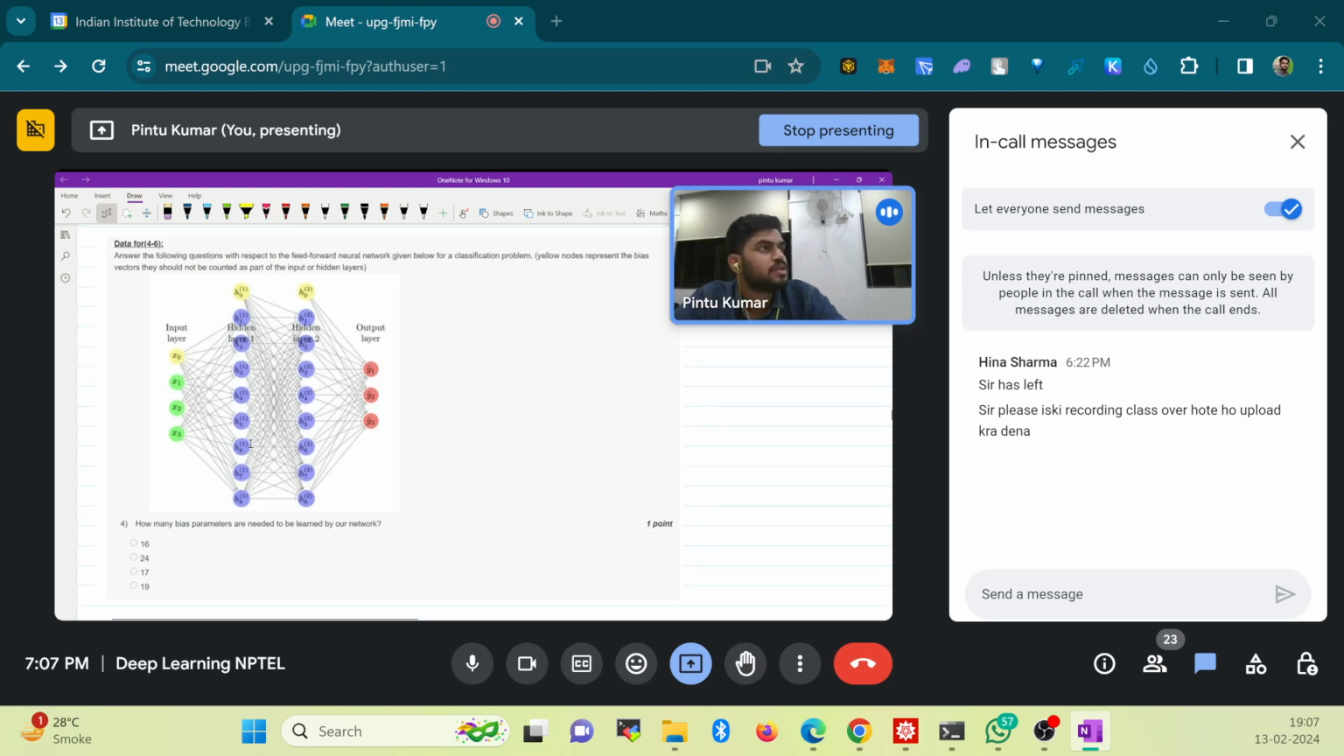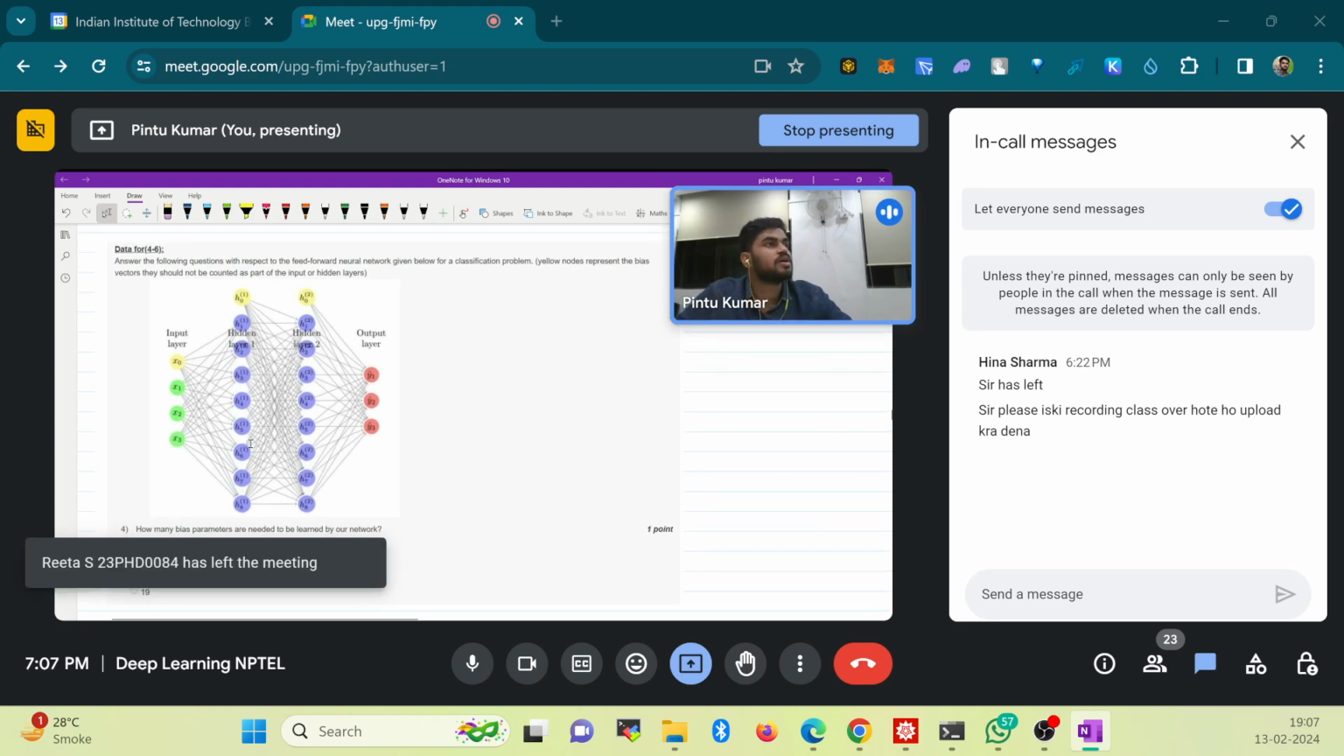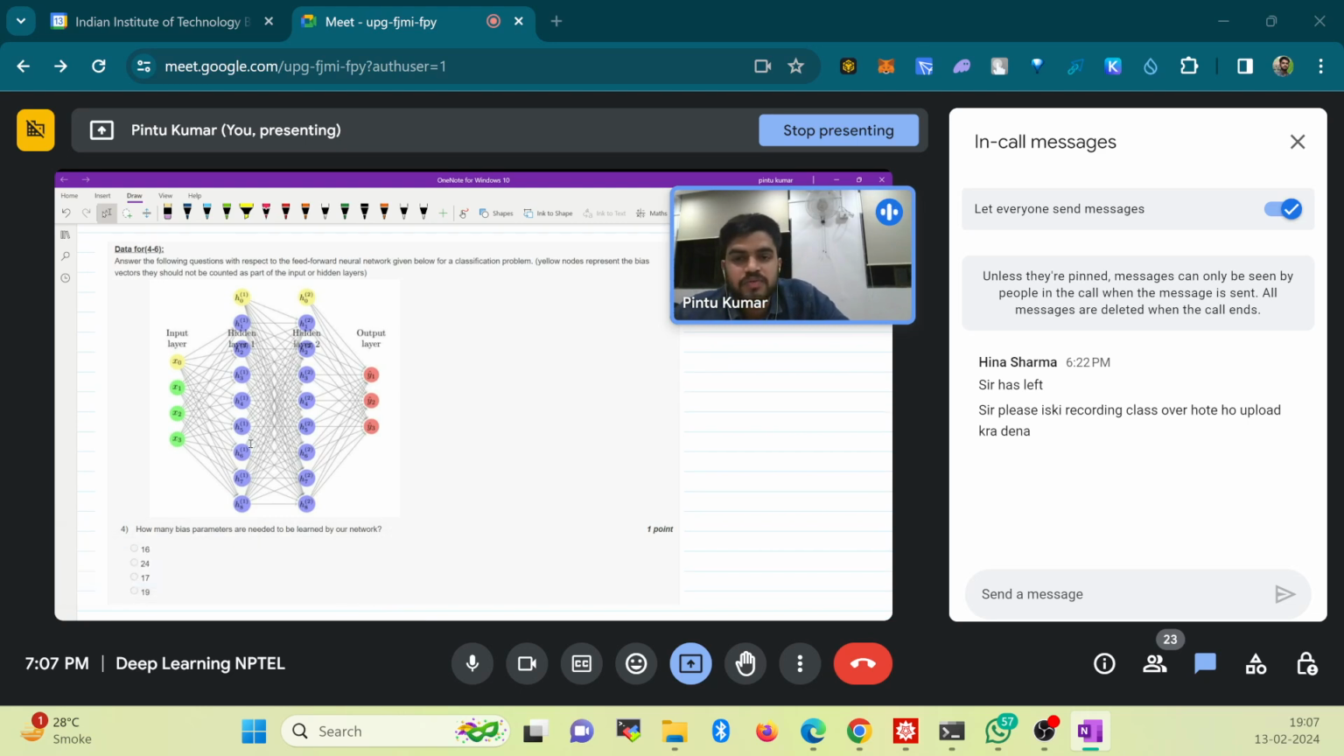Read the question. The question says, answer the following question with respect to the feed-forward neural network given below for a classification problem. So this is a classification problem that someone is trying to do.